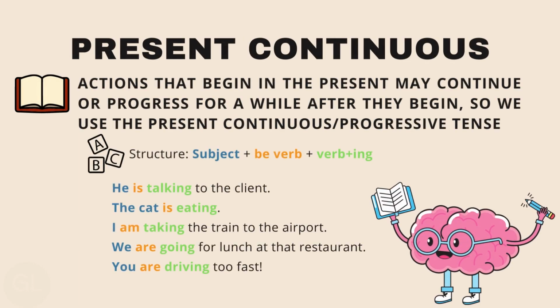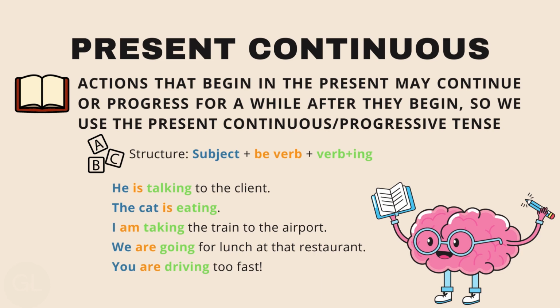Present continuous. Actions that begin in the present may continue or progress for a while after they begin. So we use the present continuous or progressive tense. Take a look at the structure, guys. Subject plus be verb plus verb with ing.